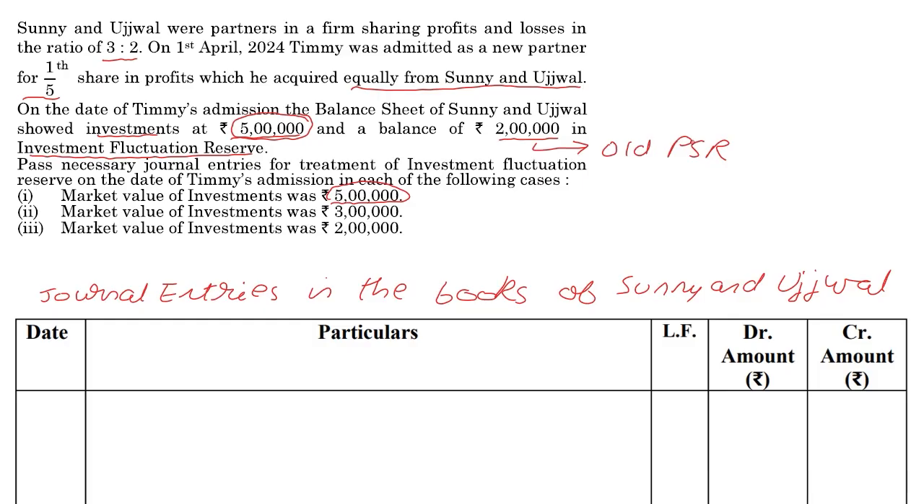Now, you need to understand that reserves by default have a credit balance. Okay, so 2 lakhs in the IFR has a credit balance. To make it zero, we debit. Who do we credit? The partners. Okay, so reserve will be debited, partners will be credited. Investment fluctuation reserve account. Okay, such a long name.